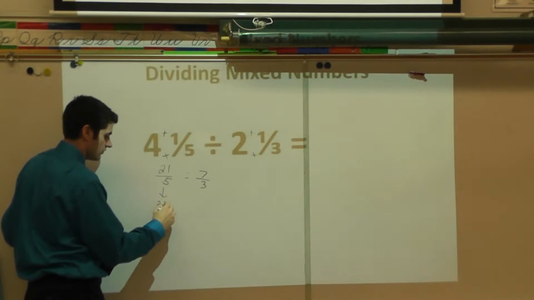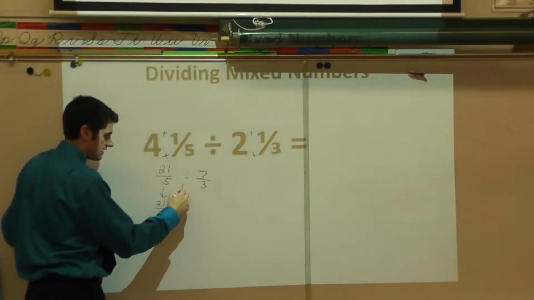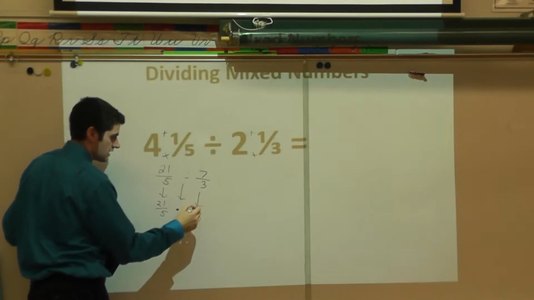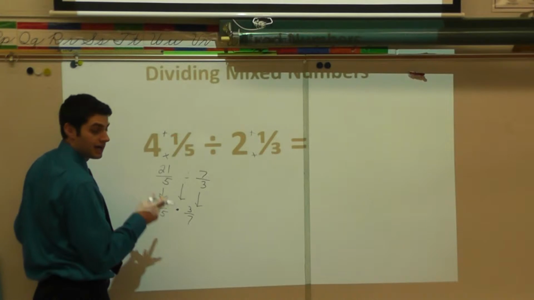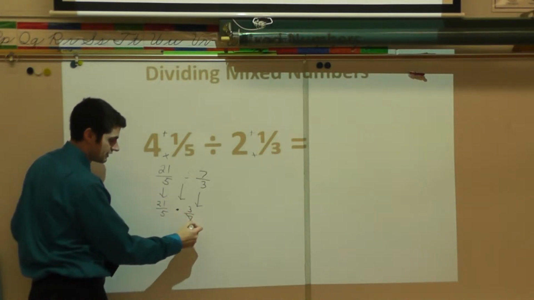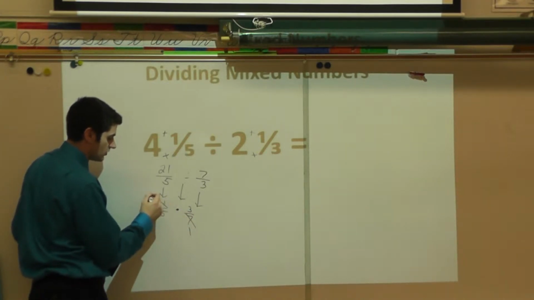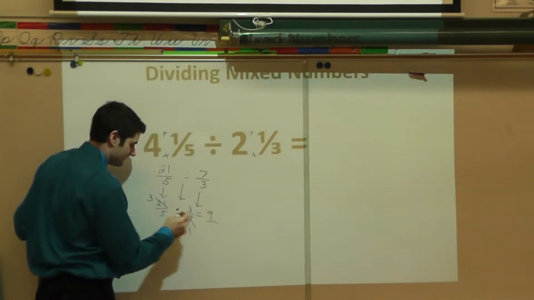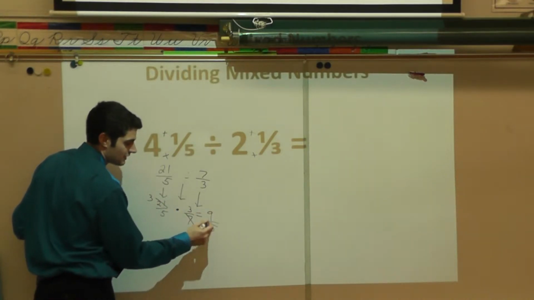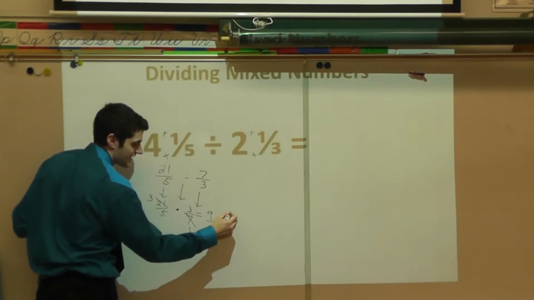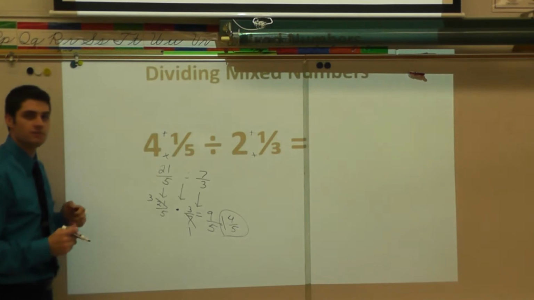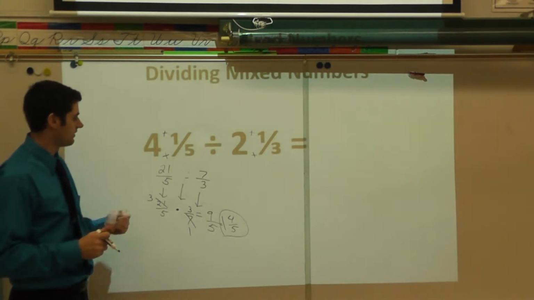Now I'm going to change my problem. This becomes 21/5. This becomes a multiplication sign. And this becomes 3/7. Now, I like to cross cancel. 7 goes into 7 once. 7 goes into 21 3 times. 3 times 3 is 9. 5 times 1 is 5. 5 goes into 9 one time with 4 left over. My final answer in this problem becomes 1 4/5.